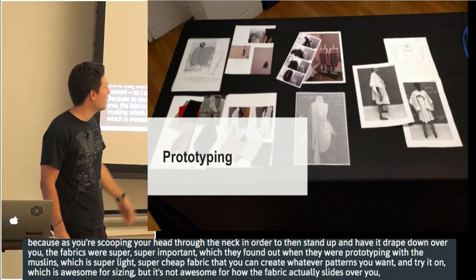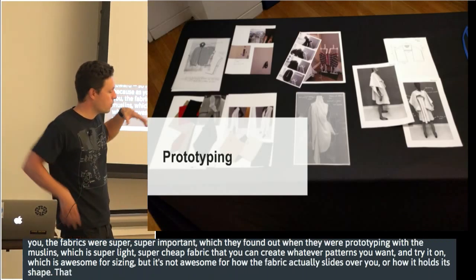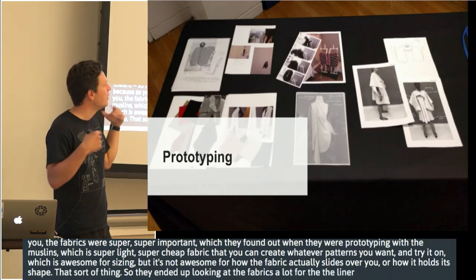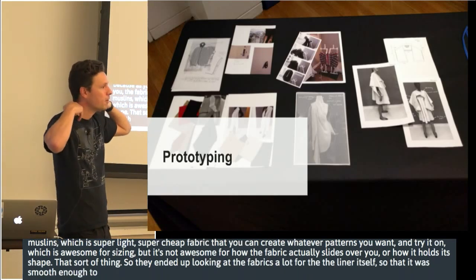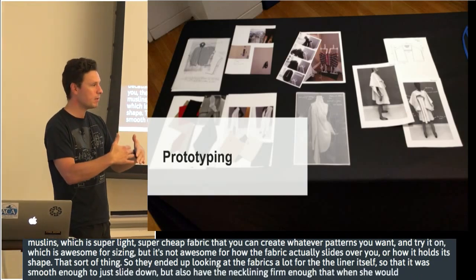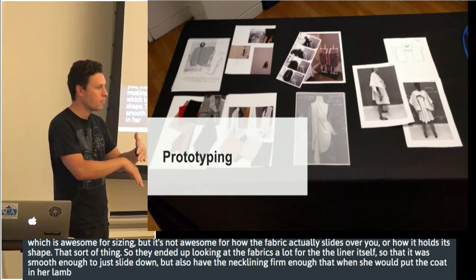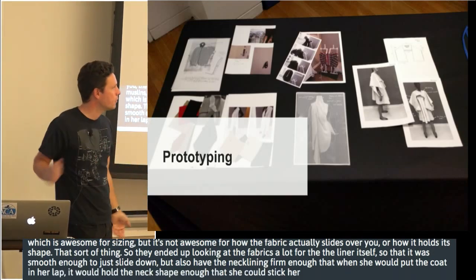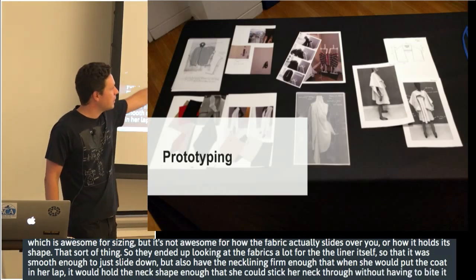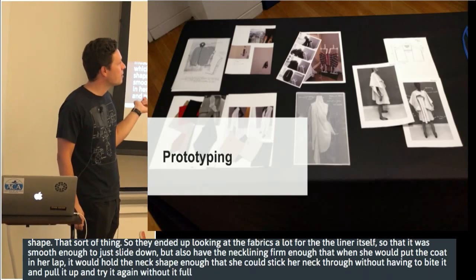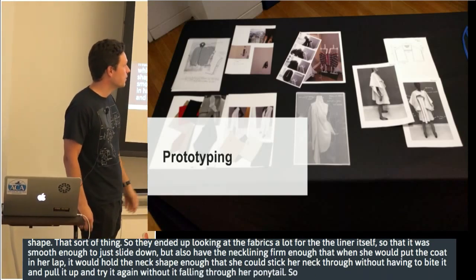So they ended up looking at the fabrics a lot for the liner itself so that it was smooth enough to just slide down, but also to have the neck lining firm enough that when she would put the coat in her lap, it would hold the neck shape enough that she could just stick her head through without having to bite it and bring it up and then try again and having it just fall over her ponytail. So this prototyping process they did super rapidly with not only the fit and the shape, but also with the fabrics, just because that was so essential.